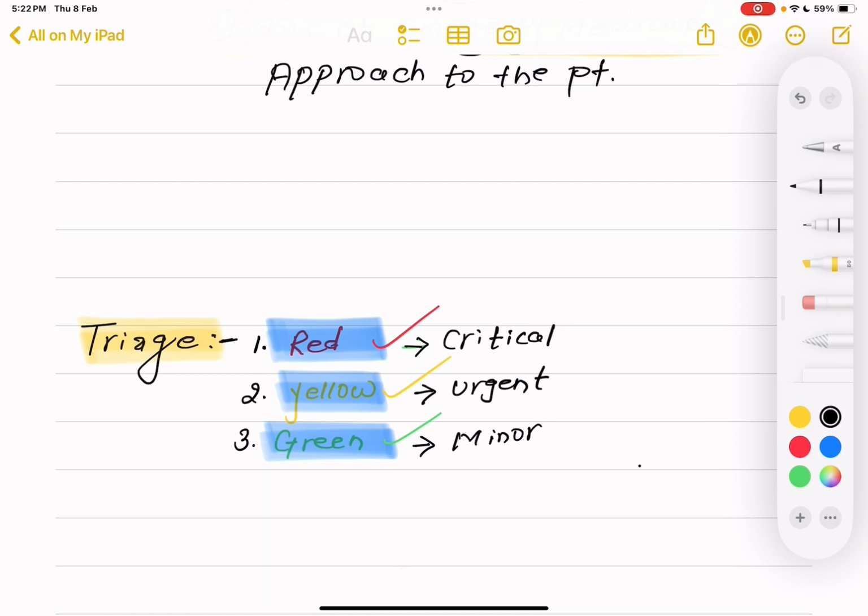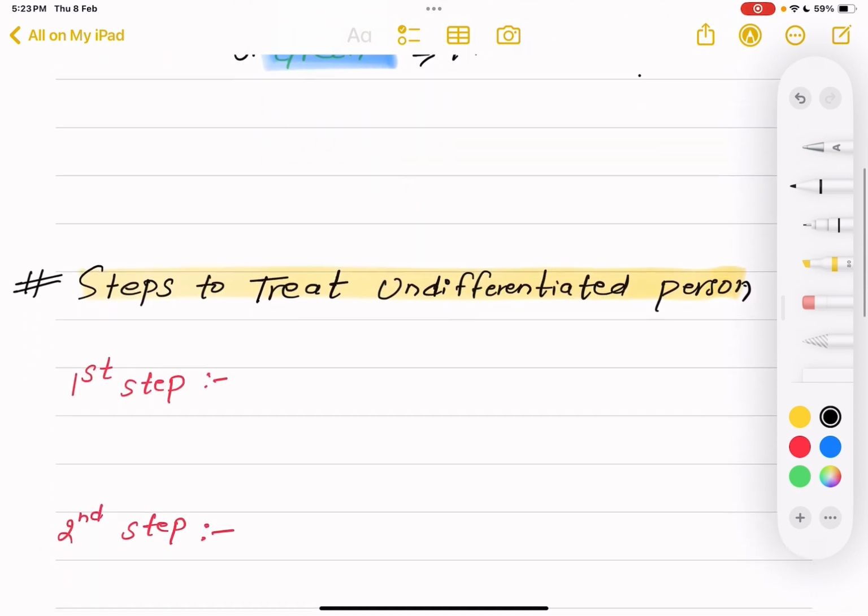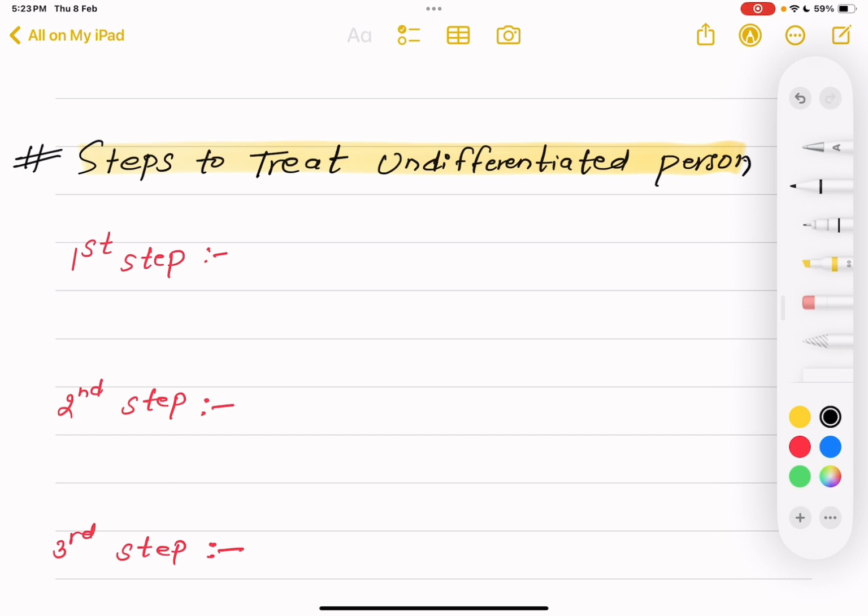Okay. So now let's talk about the different steps that we are going to take to approach the patient in emergency. So here are the steps. We'll encounter 7 steps to approach the undifferentiated patient in the emergency. Let's talk about the first step. In the first step, we'll do the primary survey.